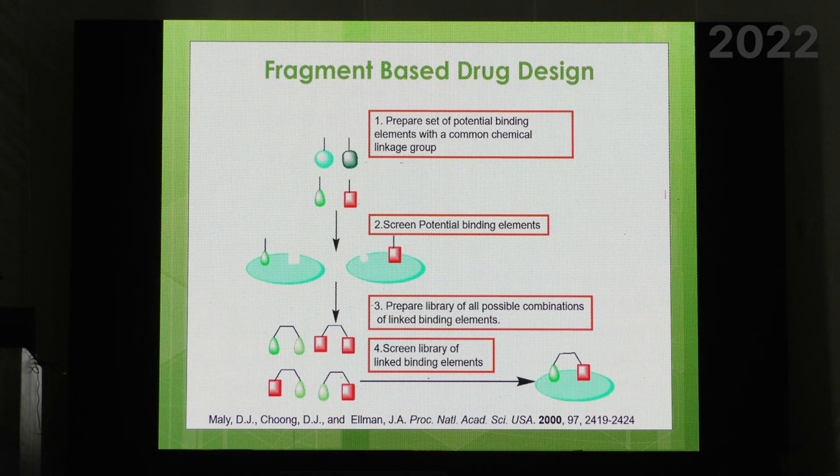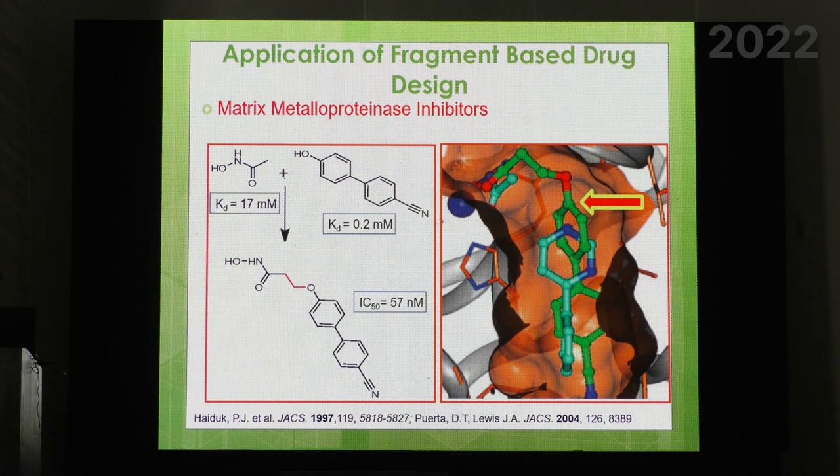Now look at the results. Those of you who have some biochemistry background would appreciate this. The first molecule has a dissociation constant of 17 millimolar, which means that it's a very weak binder. The second molecule, biphenyl, has a KD of about 0.2 millimolar, a more than tenfold more potent. But when I combine these two fragments, you can see the IC50 value drops down to 57 nanomolar. You saw this? Look at the first two values and look at the third. By combining them together with that little linker, I've got a very potent molecule.